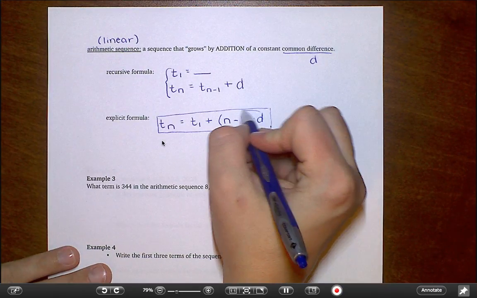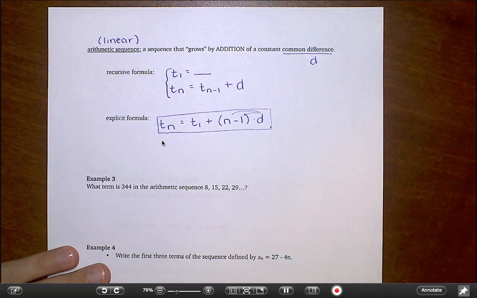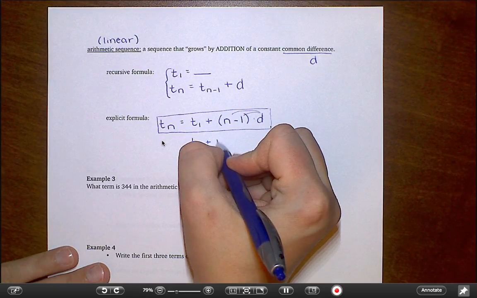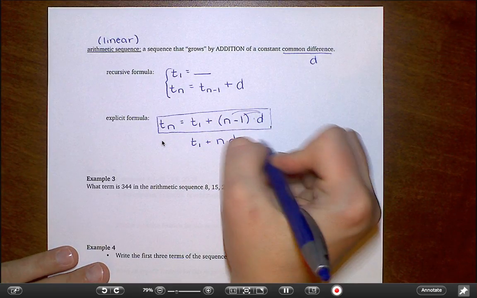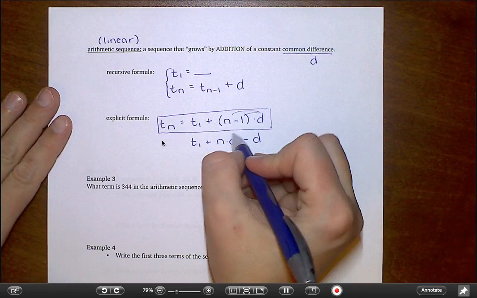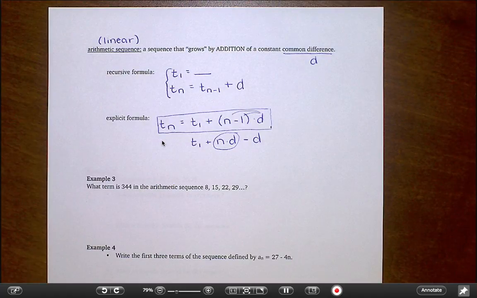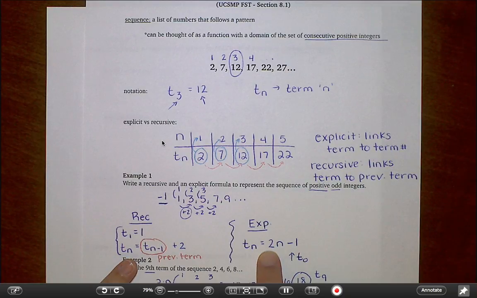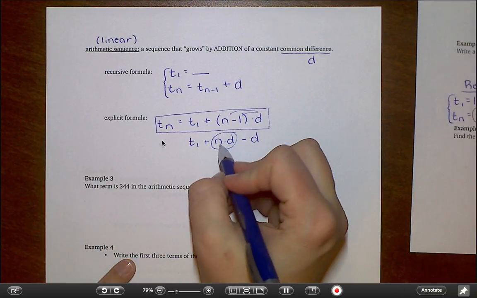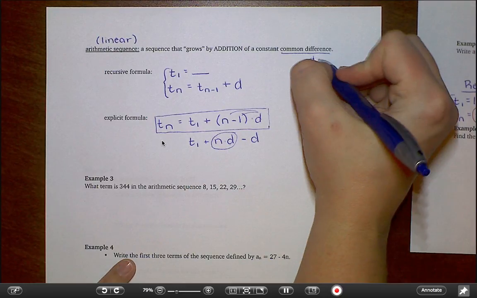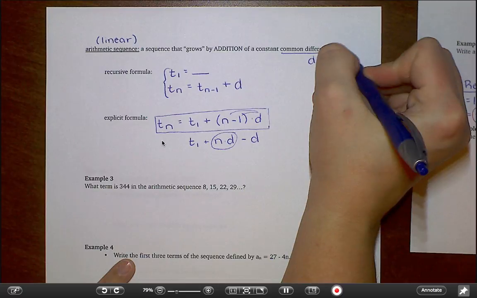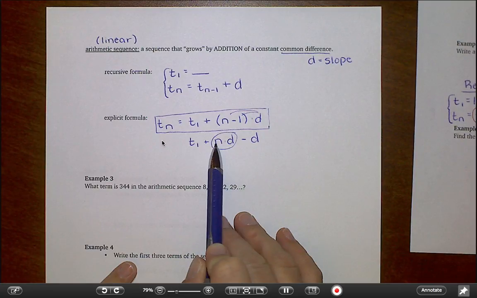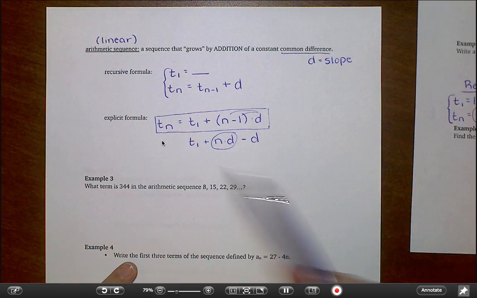If I were to distribute this d in here, I get term 1 plus n times d minus d. This n times d, if you think back to the previous example we did, our constant difference was 2. That's because the d is really my slope. So if you're thinking linear equation, this right here is just whatever your constant difference is times n. That's like the mx in a linear equation.